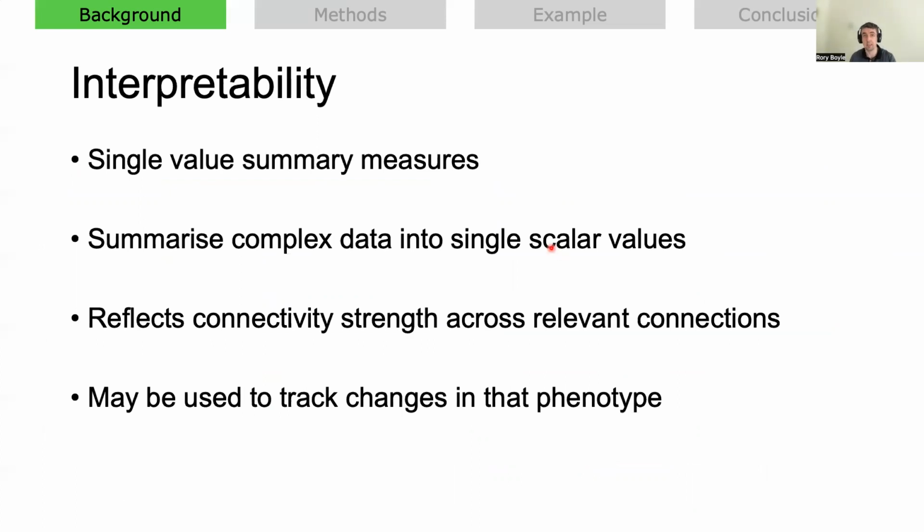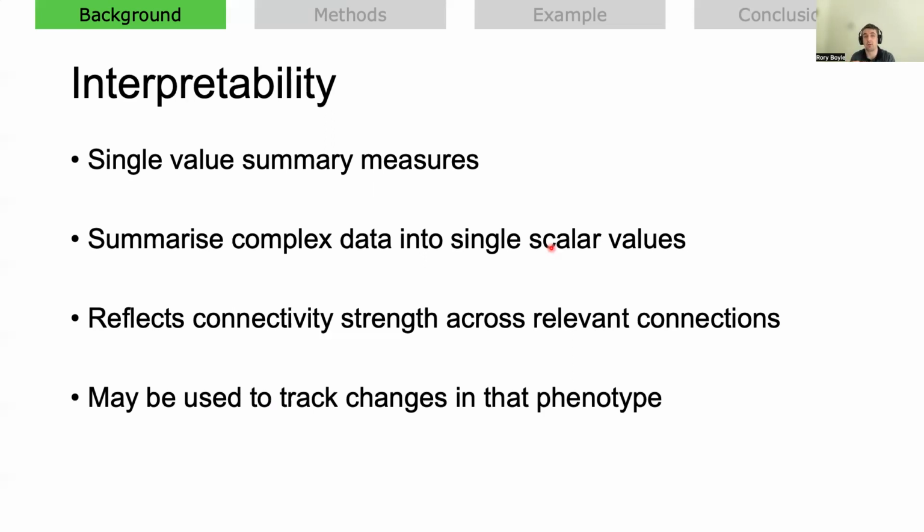Number one is the interpretability of the model. It provides these three single value summary measures that summarize complex data from connectivity matrices into single scalar values. And these reflect connectivity strength across relevant connections that are significantly associated with your phenotype. So positive network strength refers to the connectivity strength of connections where higher correlations are related to higher values of the phenotype. And negative network strength reflects connectivity strength in connections where higher connectivity values or higher correlations are negatively associated with the phenotype.